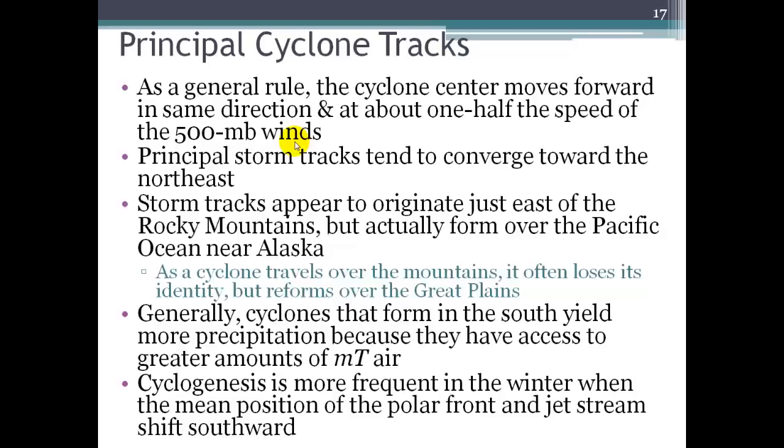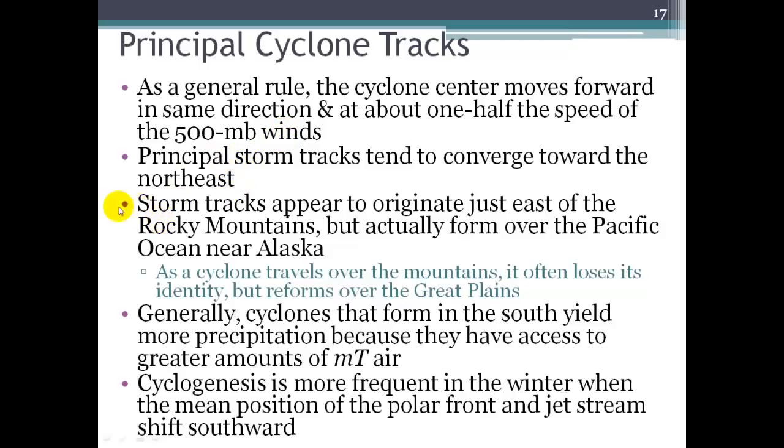And the upper air winds are often called the 500 millibar winds, so the winds that blow at 500 millibars, where friction is not an issue, so the winds blow faster. So that low pressure system is moving right along with those upper air winds at about half of the speed. It slows down. Why? Because of friction at the Earth's surface.